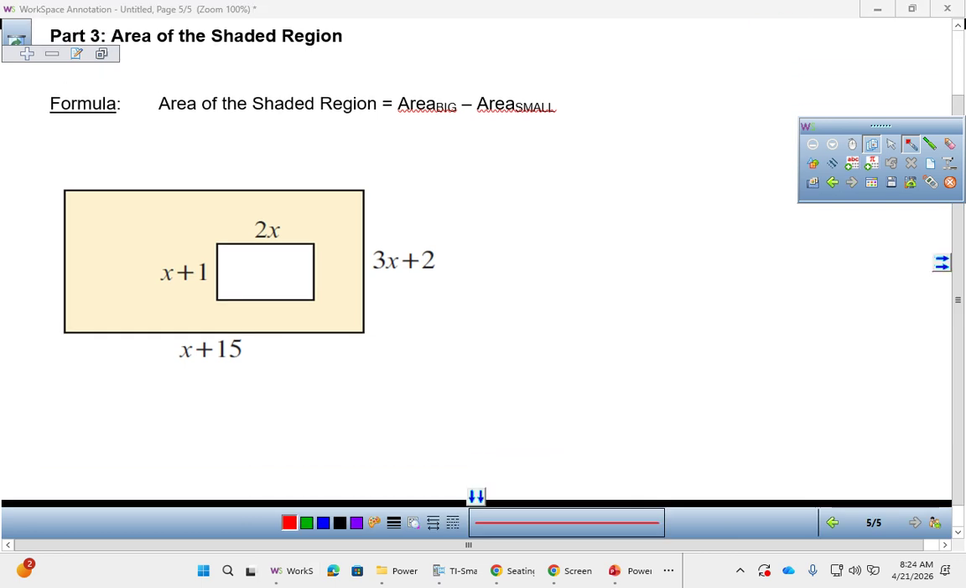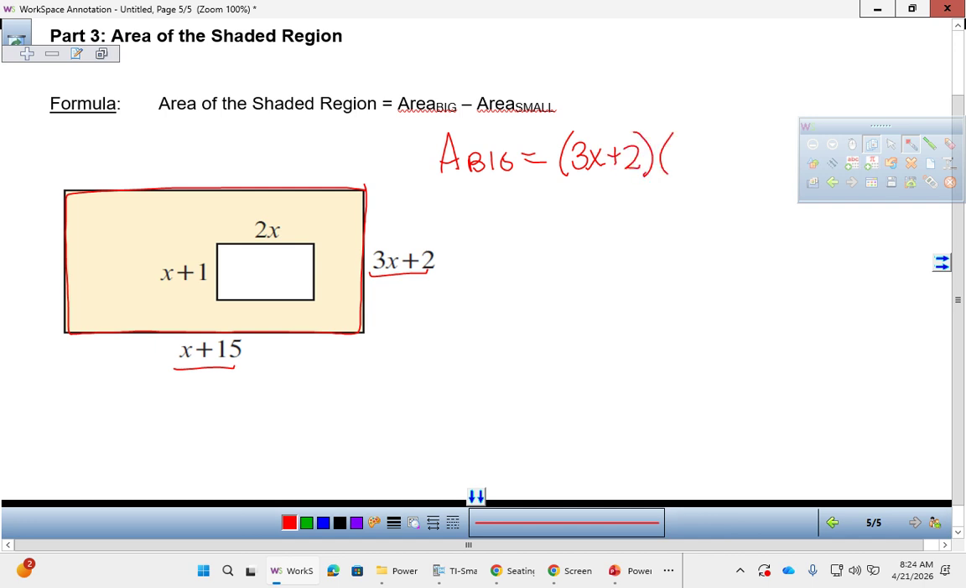All right, so what we have to remember is the area of the shaded region is big minus small. So let's first work on the area of the big shape. The big shape is this red one. So its side lengths are these two things. All right, so when I multiply them, length times width, I'm going to put them in parentheses. Because they're polynomials, it will be more organized with the parentheses.